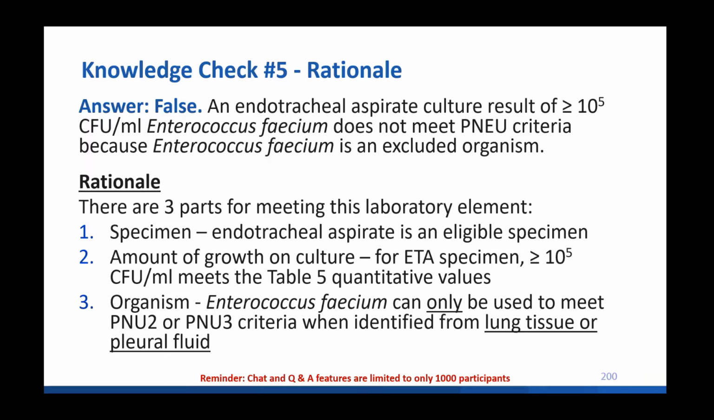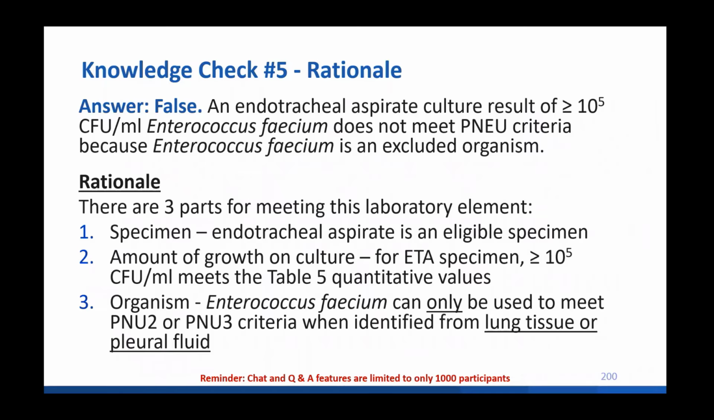The answer is false, and let's break this one down. There are 3 parts for meeting this laboratory element. First, you want to look at the specimen, and endotracheal aspirate is an eligible specimen. The next thing you want to do is look at the amount of growth. And for endotracheal aspirate specimen, greater than or equal to 10 to the 5th CFU per mL does meet the Table 5 quantitative values requirement.